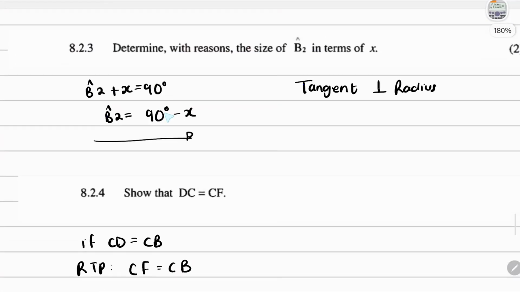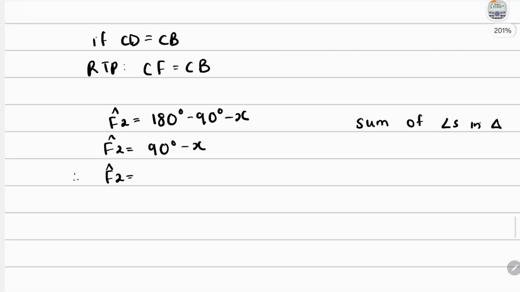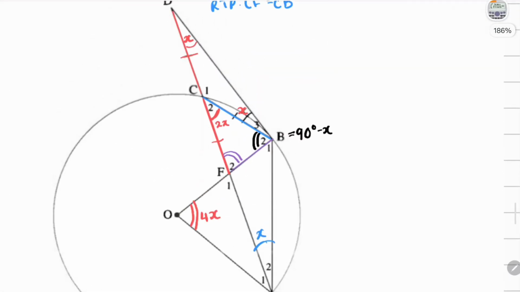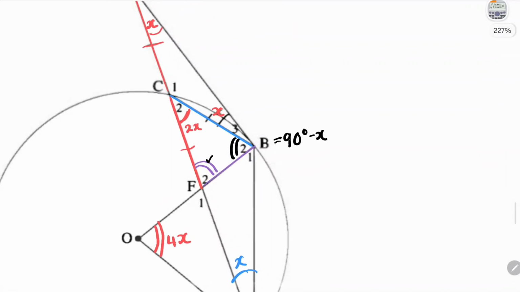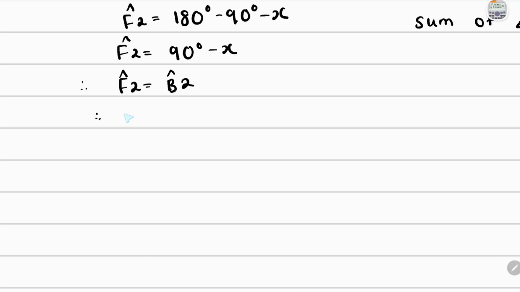And that makes perfect sense. These two are actually equal. So if angle F2 is equal to 90 degrees minus x, that means angle F2 is equal to angle B2. Because these two angles are equal, that makes the sides opposite them equal as well. So this will be the converse of that theorem: angles opposite equal sides are equal. So we can conclude that CF is actually equal to CB. Therefore, CF equals CB.